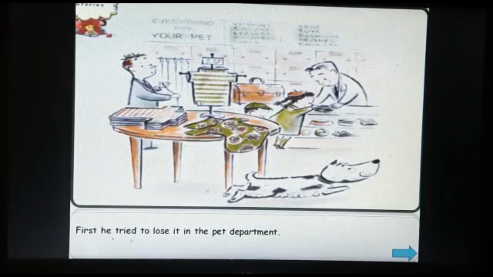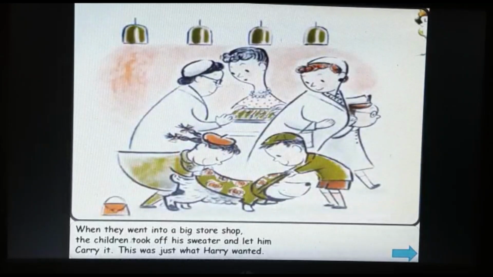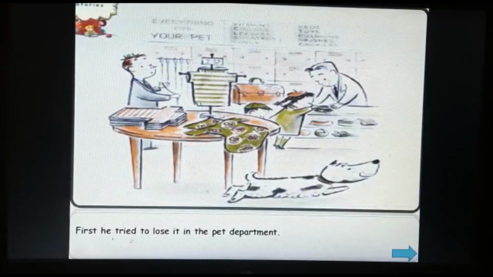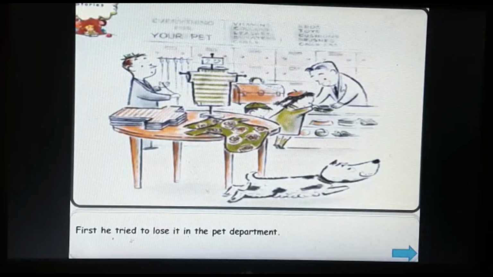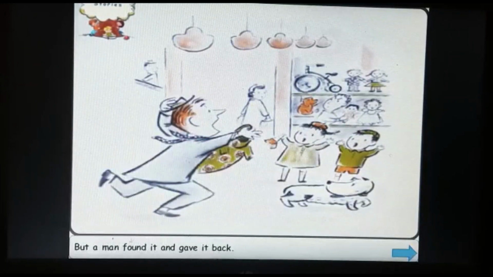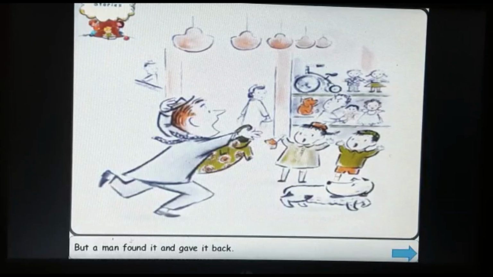First, he tried to lose it in the pet department. The first thing he did was he tried to lose it in the pet department because it was in his mouth, not in his hand. Sorry. So he wanted to lose it in the pet department. What is the pet department? I hope you all know what is the pet department. Okay, but a man found it and gave it back.